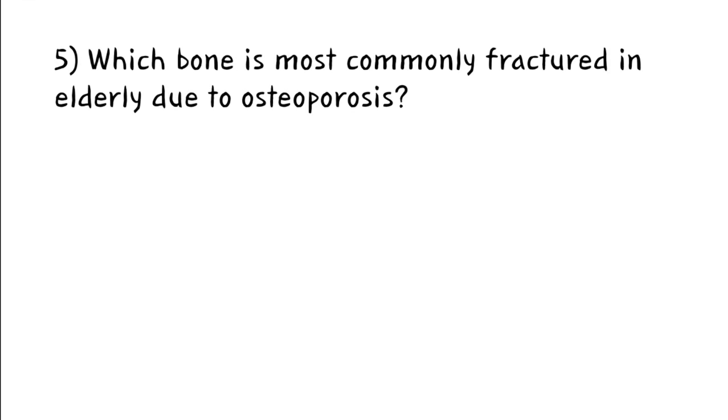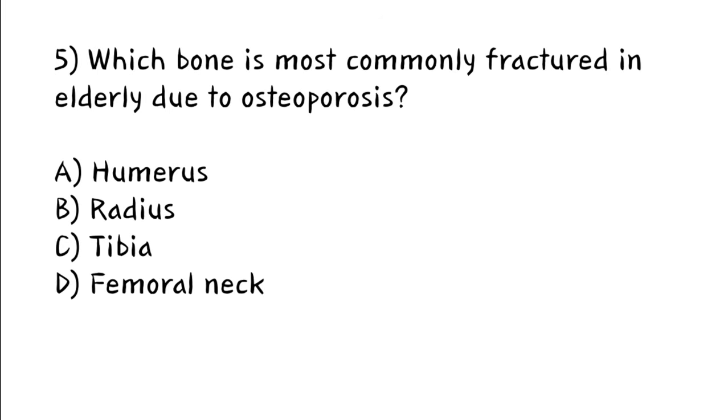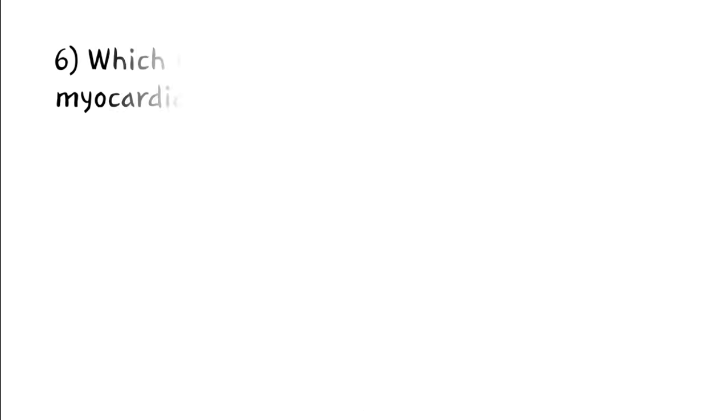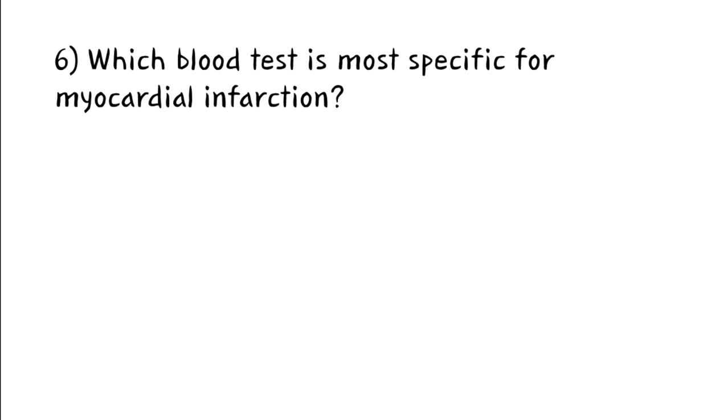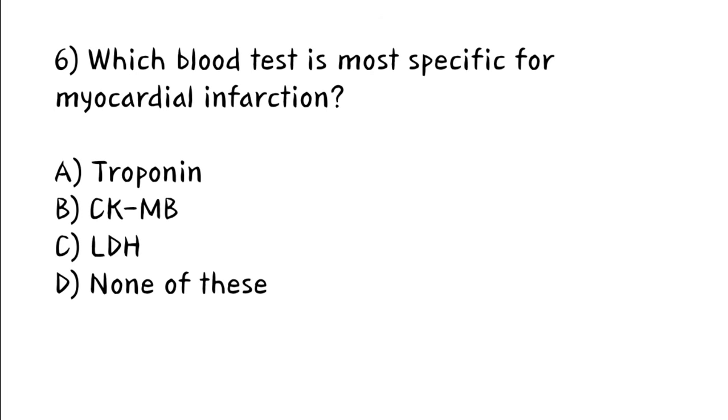Which bone is most commonly fractured in elderly due to osteoporosis? Humerus, radius, tibia, femoral neck. Correct answer is option D, femoral neck. Which blood test is most specific for myocardial infarction? Troponin, CKMB, LDH, none of these. Correct answer is option A, troponin.